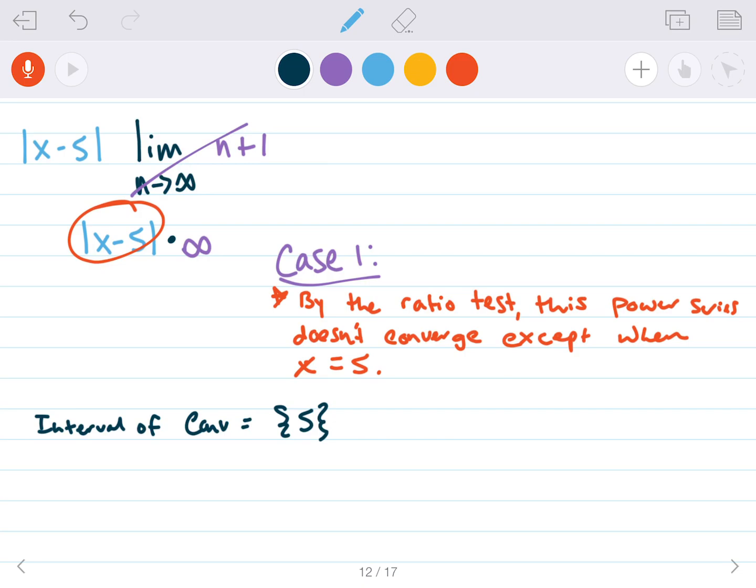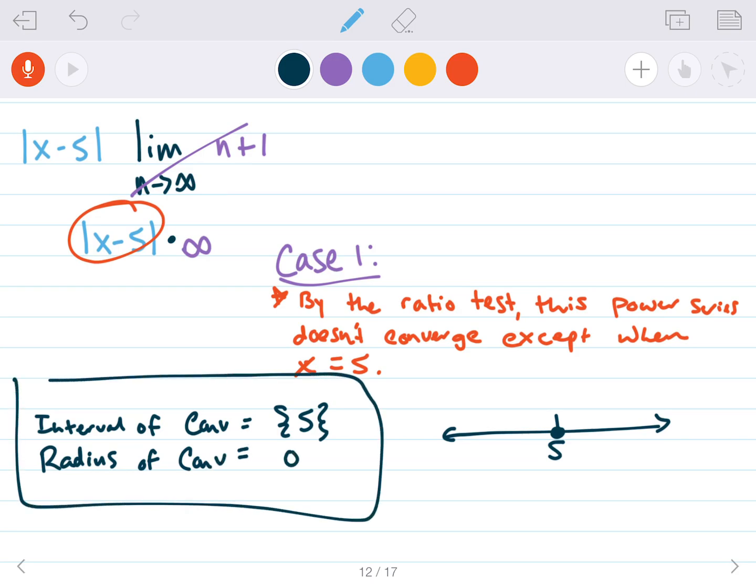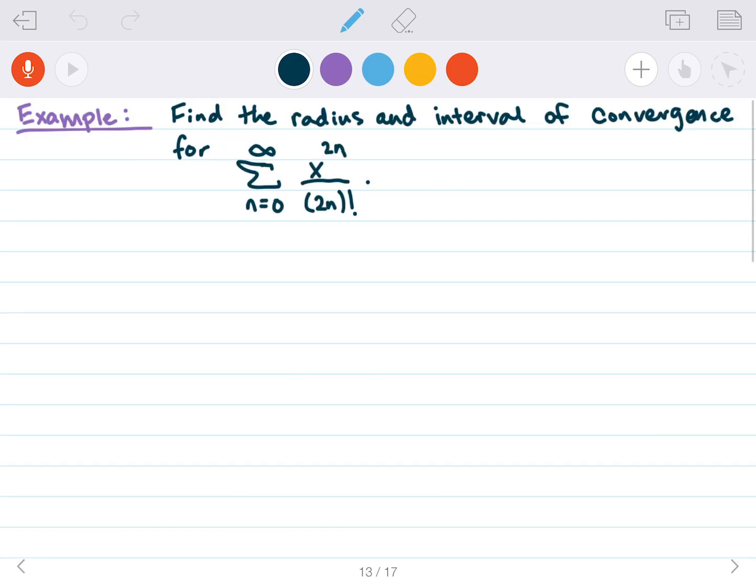And if you're just chilling on the number line at 5, if my only point is 5, what is the radius going to be? Like, how far does this thing reach out to include other things in convergence? Well, it doesn't. That's the only point that converges. So the radius, how far can we go and still be convergent, is 0. All right, so the radius of convergence is 0. So this is case 1. All right, let's do some more examples, guys.